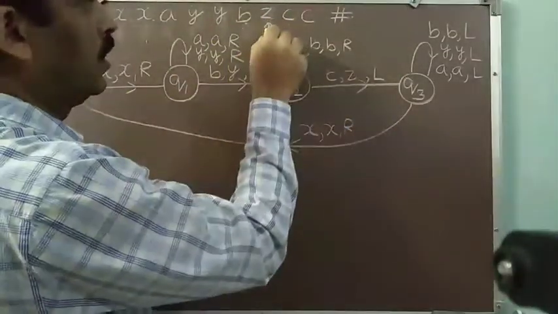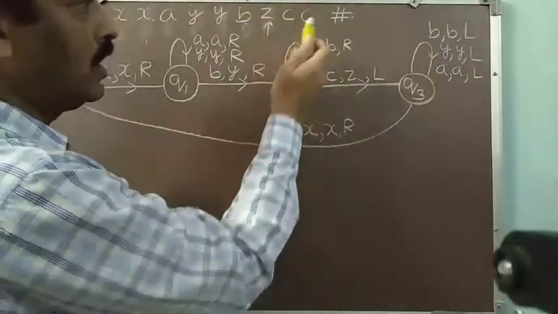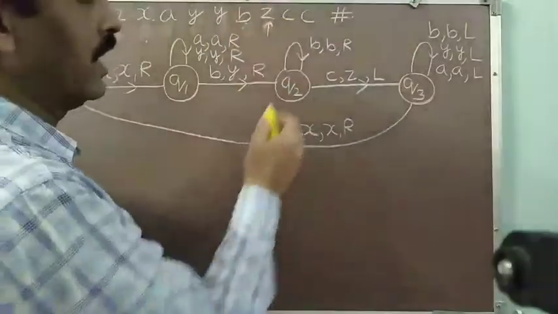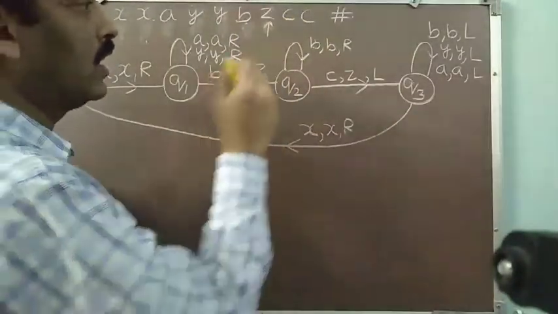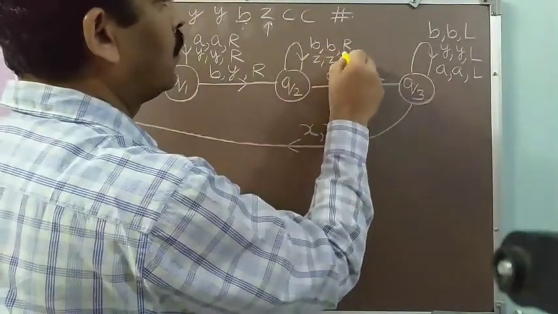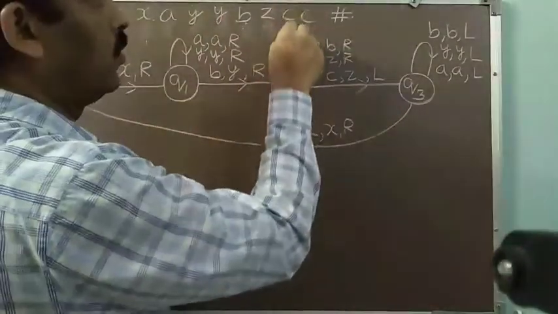Okay, so now I have reached the Z. Previously I found only the B's in between to find the C's, but this time I am also finding Z. So these Z also have to be skipped. So I will write Z in place of Z and move one position right.